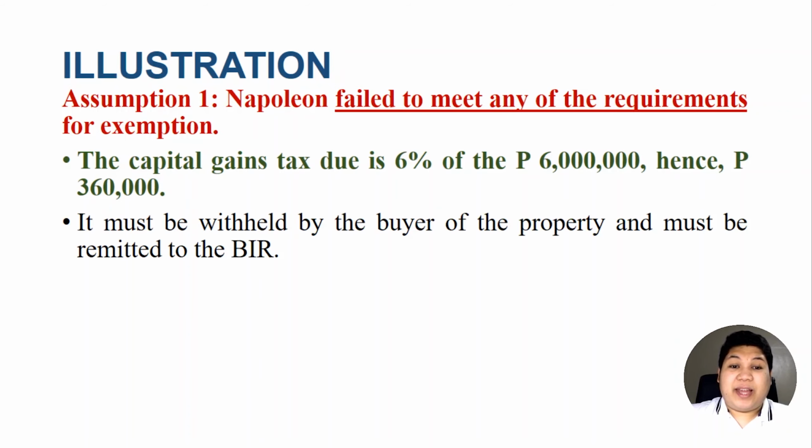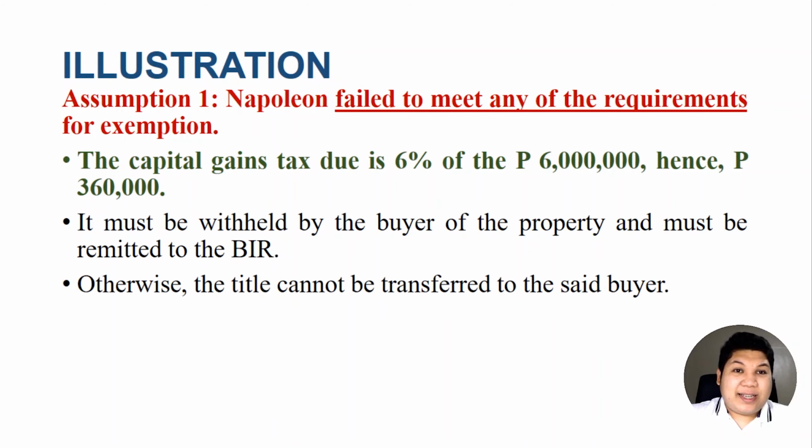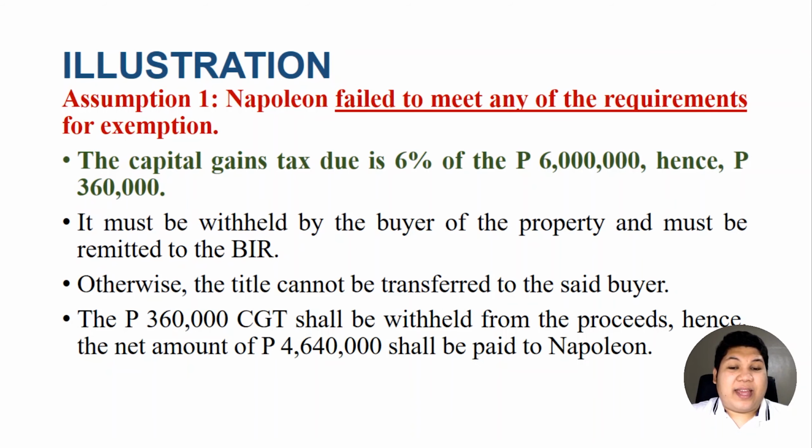It must be withheld by the buyer of the property and must be remitted to the buyer. Otherwise, the title cannot be transferred to the said buyer. And the 360,000 CGT shall be withheld from the proceeds.